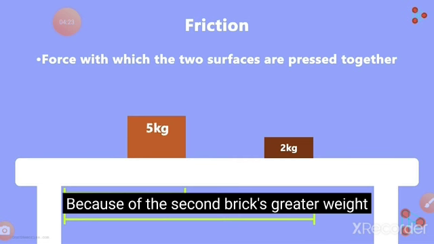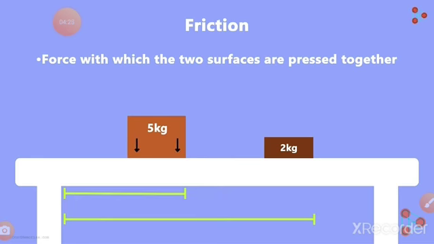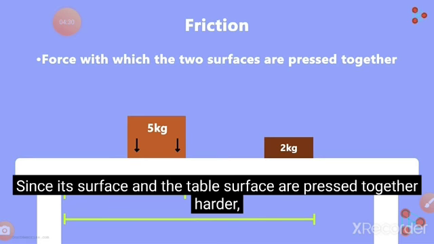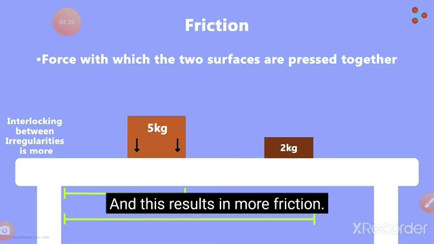Why is that? Because of the second brick's greater weight, it presses on the table with greater force. Since its surface and the table surface are pressed together harder, the interlocking between the irregularities is more. And this results in more friction.